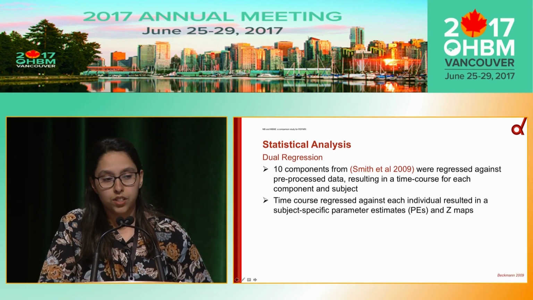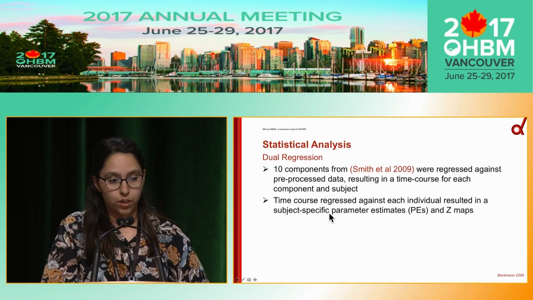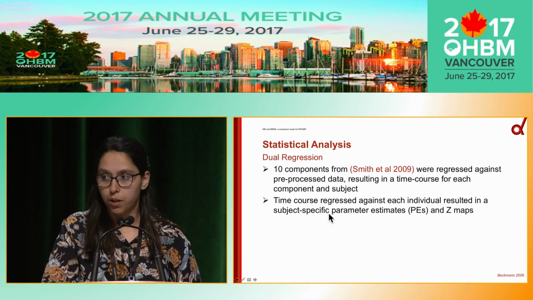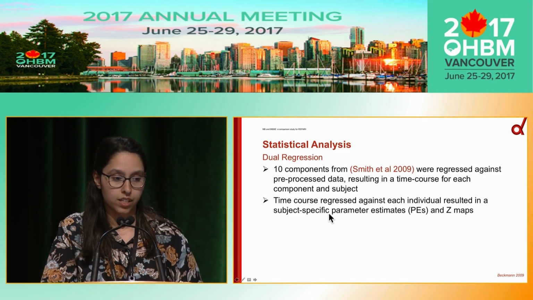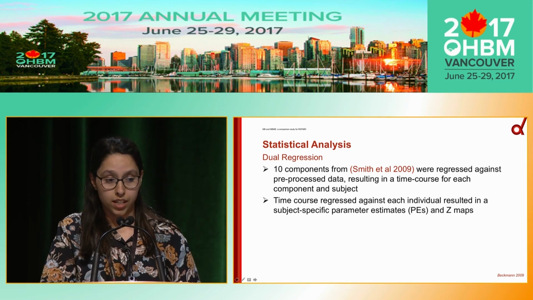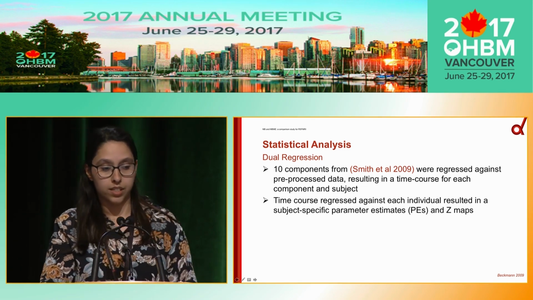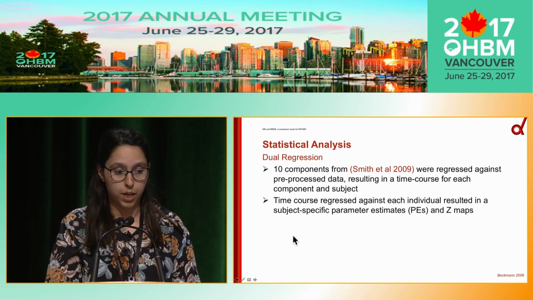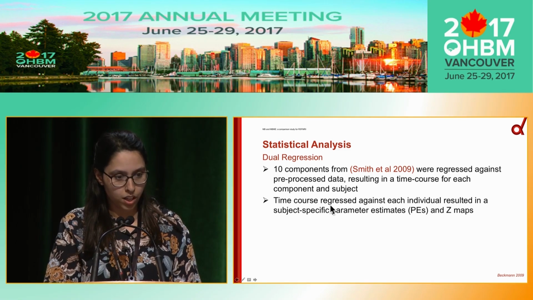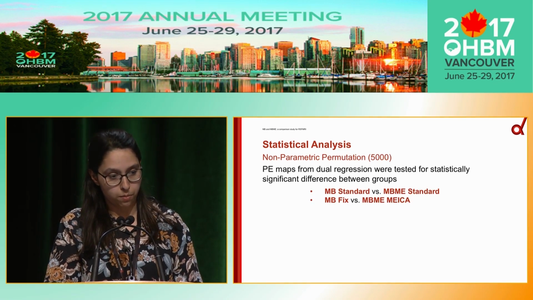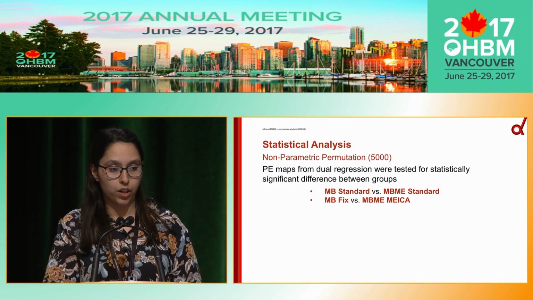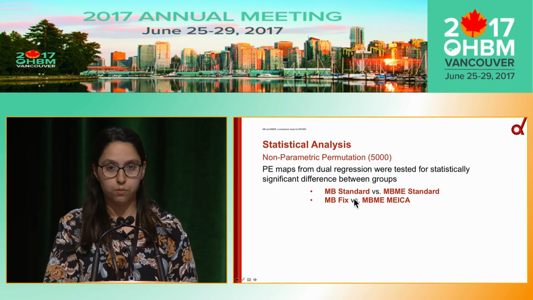A bit on the dual regression. In dual regression, we take the 10 components from Smith, and they are regressed against the pre-processed data. So you get the time course for each subject and component, and these time courses are regressed against each individual, which results in subject-specific parameter estimate maps and Z-maps. When you have your Z-maps and parameter estimate maps, you can find statistically significant differences between groups.